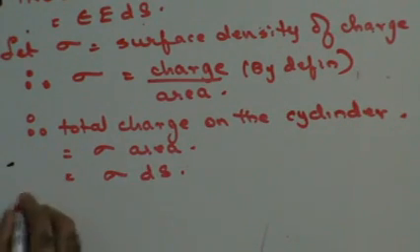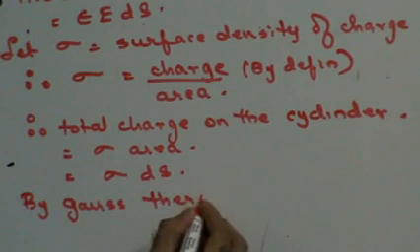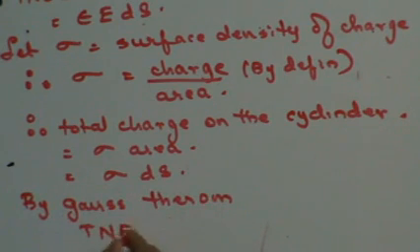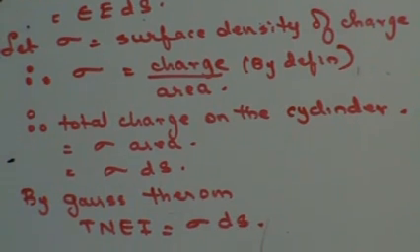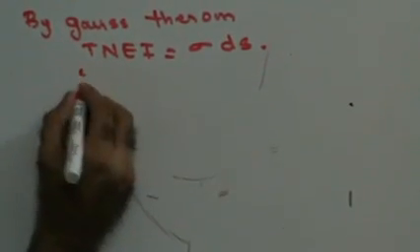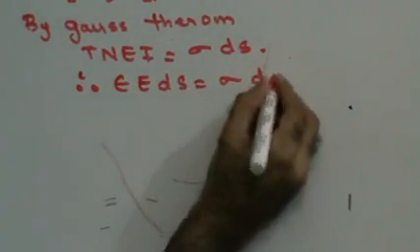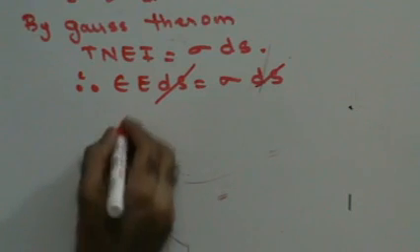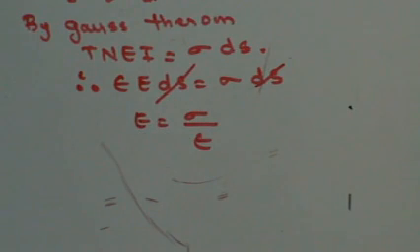Now by Gauss's theorem, the total normal electric induction is equal to the total charge, which is sigma ds, and we found that the total normal electric induction is epsilon E ds. Therefore epsilon E ds is sigma ds. ds gets cancelled, so E is sigma upon epsilon. That is my electric intensity at a point near a charged conductor. Fine, do we get this clear?